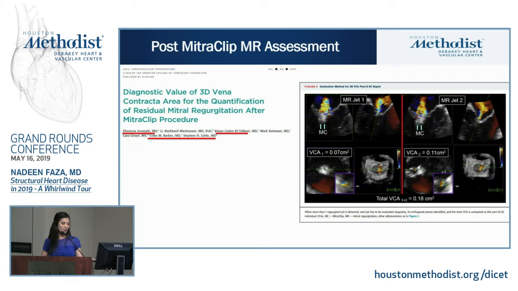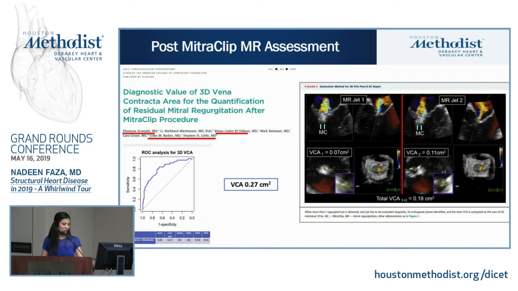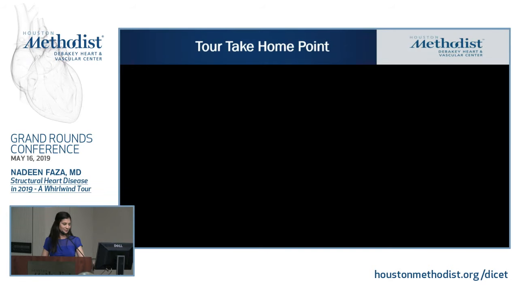So what they've done is that they've calculated a sum of all the vena contracta areas for the different jets. The magic number was 0.27, and it was shown to have a good diagnostic accuracy to determine patients with moderate or more than moderate mitral regurgitation, and it had a negative predictive value of about 93%.